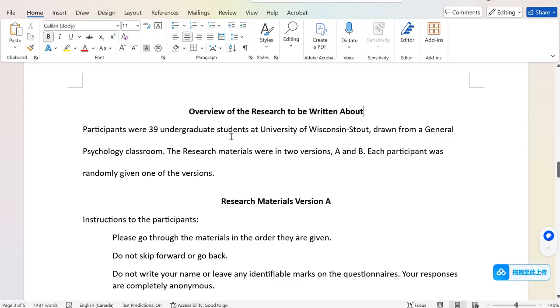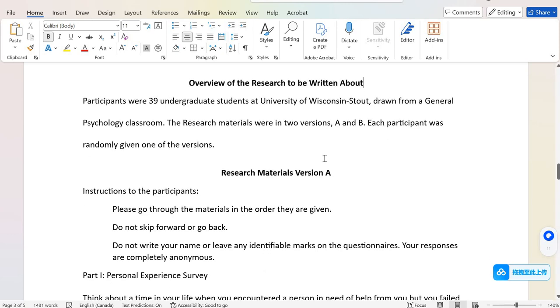You have 39 participants. These participants are undergraduate students at an American university, University of Wisconsin. They were attending a general psychology class. A general psychology class is very much the same as Psychology 100. The students, the participants, received the research materials in writing. The research materials had two versions, version A and version B.